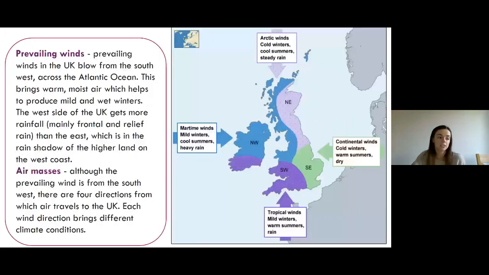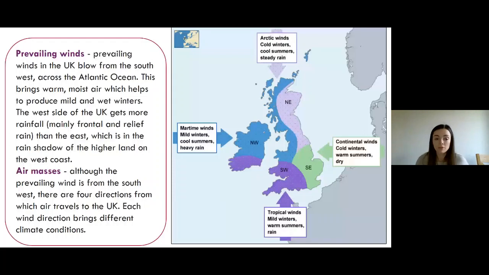Another factor that influences our climate is the prevailing winds and air masses. Prevailing winds in the UK blow from the southwest across the Atlantic Ocean. This brings warm, moist air, which helps produce the mild and wet winter. Wind that blows over sea picks up moisture, so brings rain. The west side of the UK gets more rainfall, mainly frontal and relief rain, than the east, which is in the rain shadow of the higher land of the west coast.